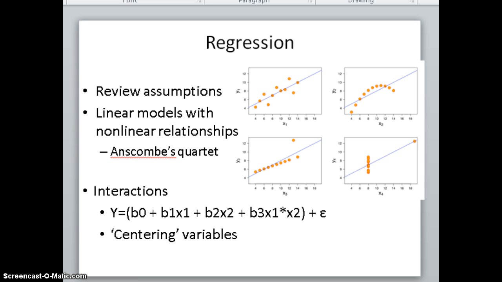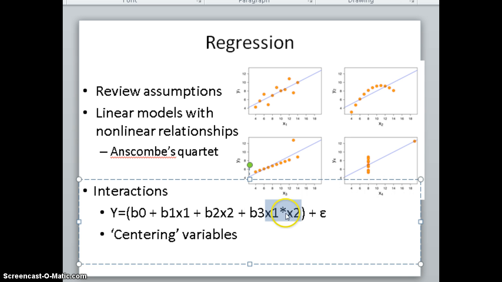Interactions are nonlinear, but we can create a new variable that is linear by centering the two variables, then multiplying them together and entering them into our regression equation. Notice x1 times x2 right here. That's the interaction term. Centering a variable is simply subtracting the mean from each score, and so now the variable has a mean of 0. Don't worry too much about computing interactions, about the actual calculation. Just know what an interaction is.